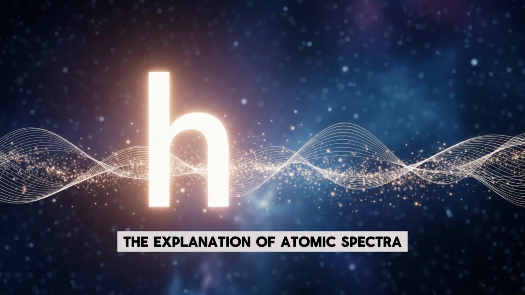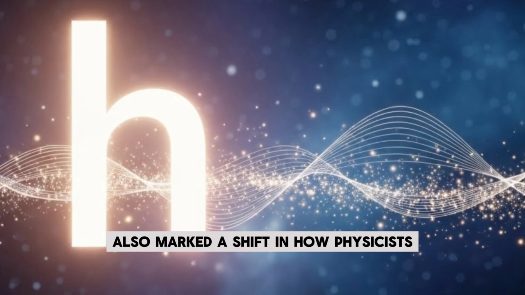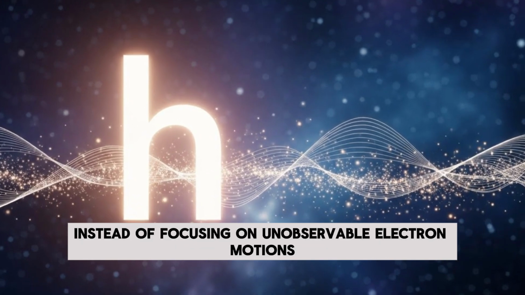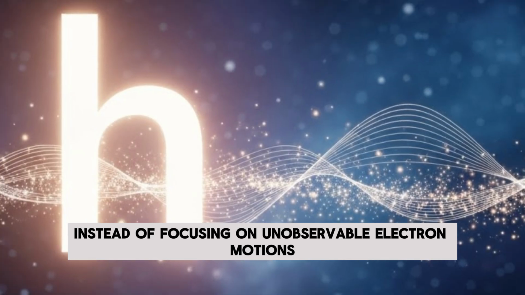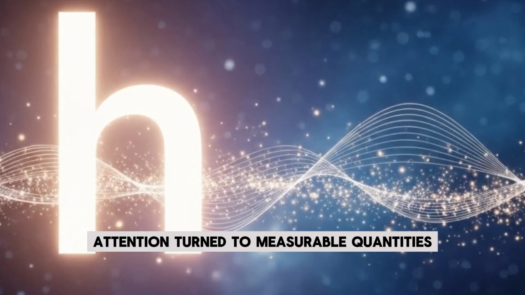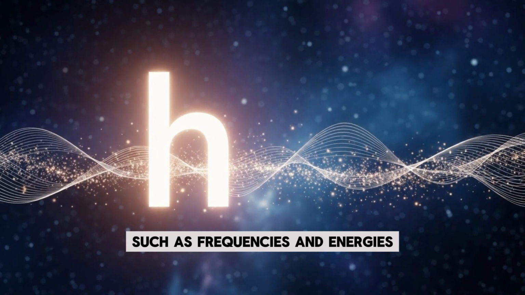The explanation of atomic spectra also marked a shift in how physicists understood measurement. Instead of focusing on unobservable electron motions, attention turned to measurable quantities such as frequencies and energies.